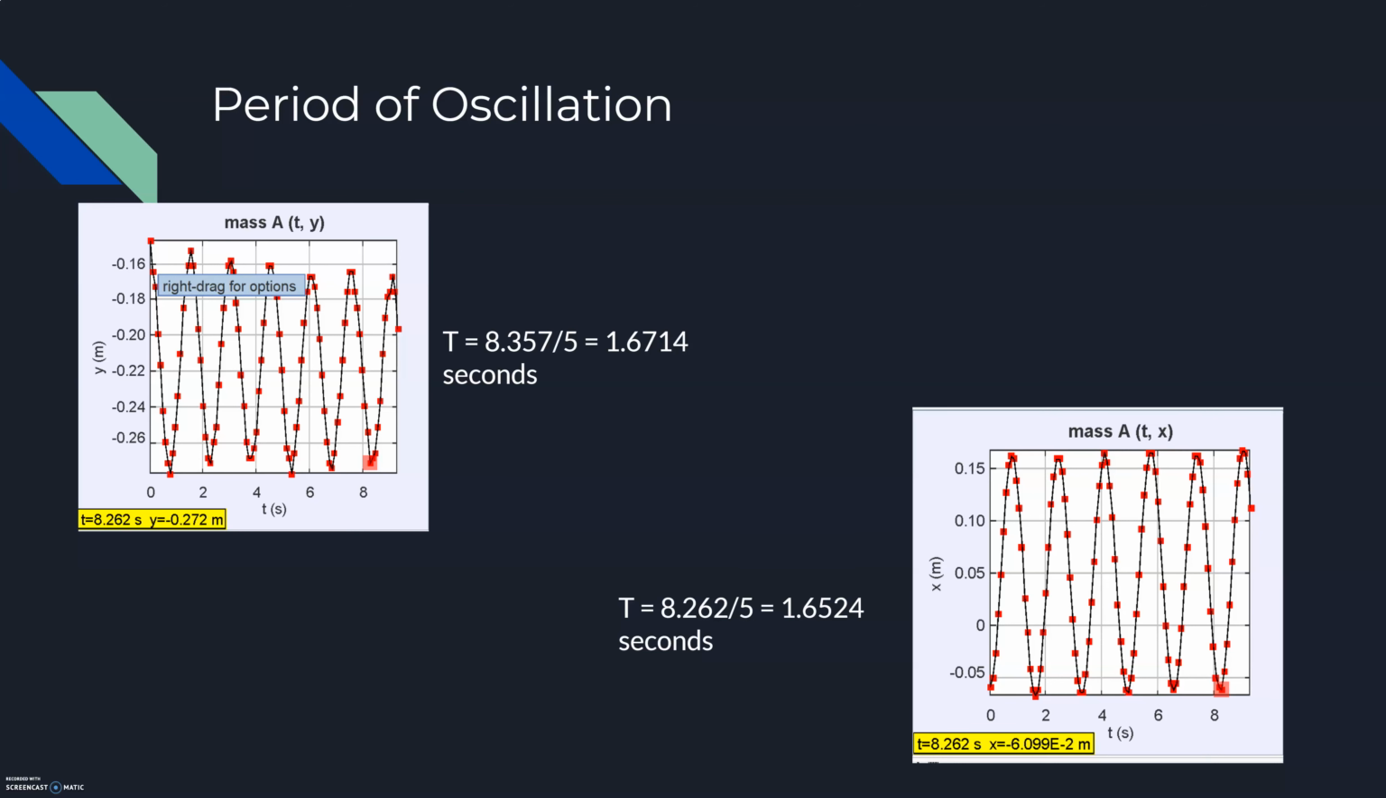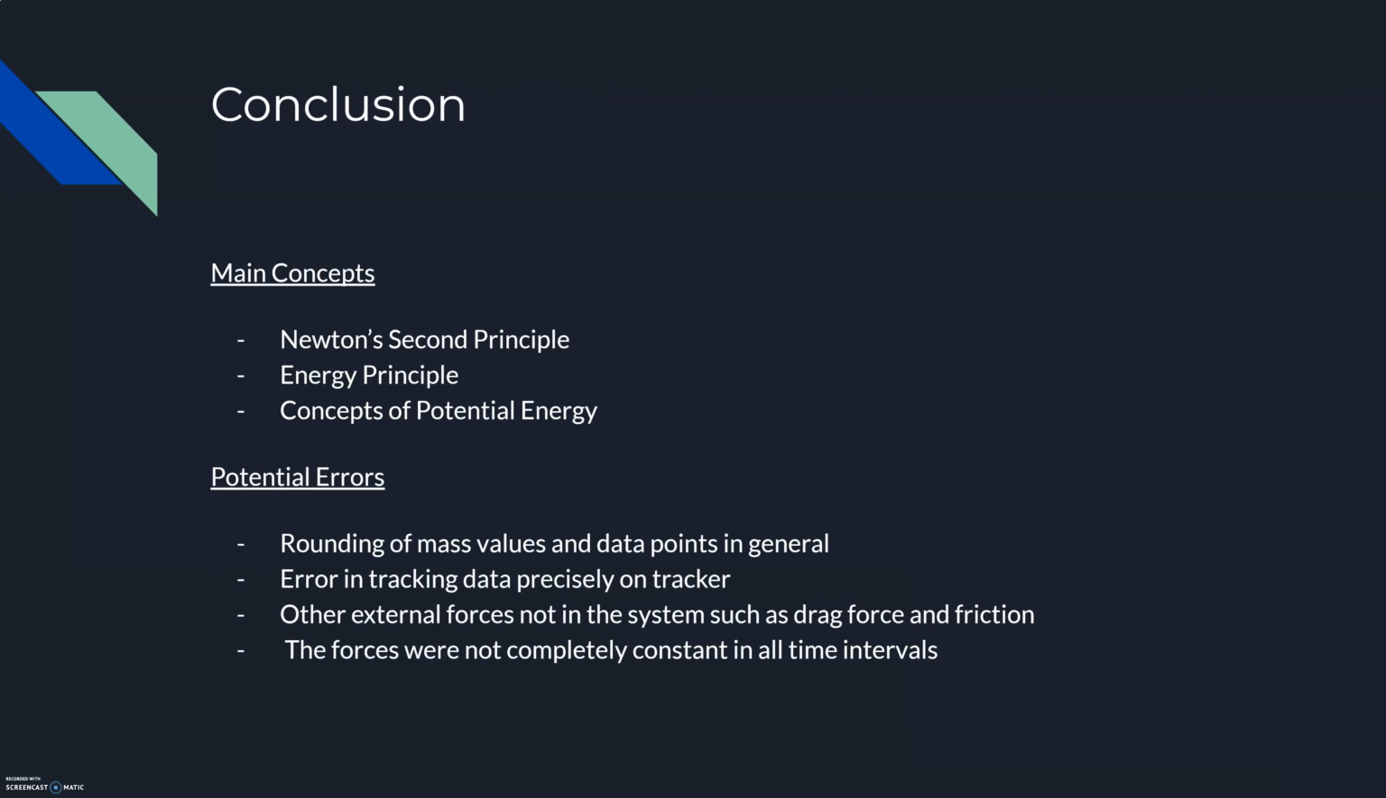In this lab, the main concepts used were Newton's second principle, the energy principle, and concepts of potential energy. There was slight variation in my computational data position and my observed due to possible external forces and factors. Some reasons for overall potential errors include rounding of mass values and data points in general, error in tracking data precisely on Tracker, other external forces in the system such as drag force and friction, and the forces were not completely constant in all time intervals.